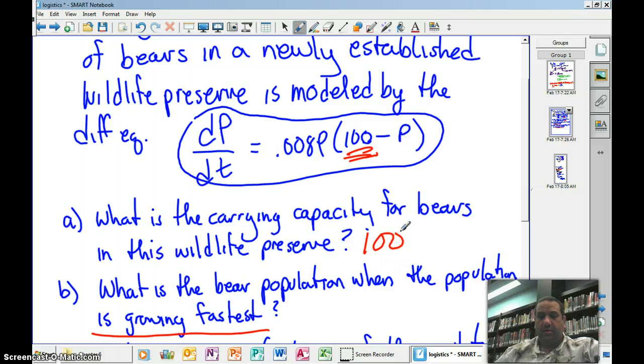What is the bear population when the population is growing the fastest? Well, all we have to do is know that when it's growing the fastest, the population is always half the capacity. So for all these crazy questions in a crazy equation, I'm just using half the capacity. 100 is the total. Yes, people, it's this easy.